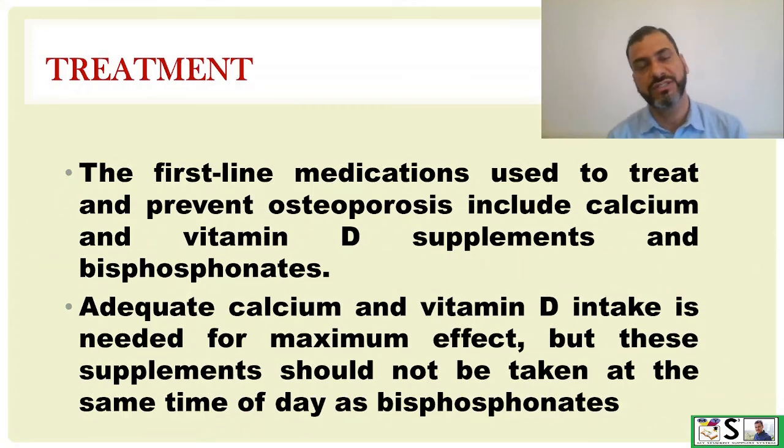Then, what treatment can be done? The first line medication used to treat and prevent osteoporosis includes calcium and vitamin D supplements and biphosphonates. Adequate calcium and vitamin D intake is needed for maximum effect, but these supplements should not be taken same time as the bisphosphonates. So they should be given separate time for bisphosphonates and vitamin D and calcium supplementation.